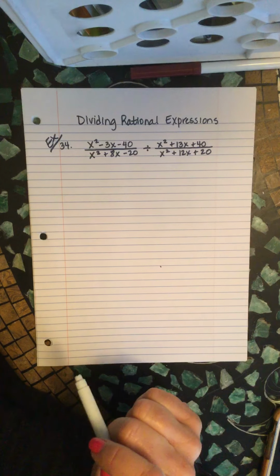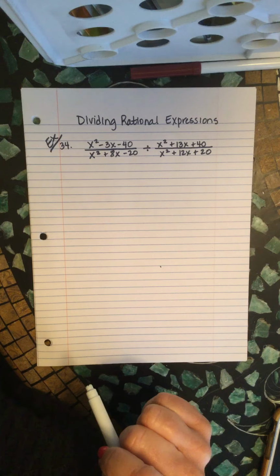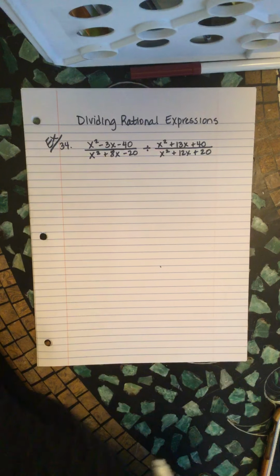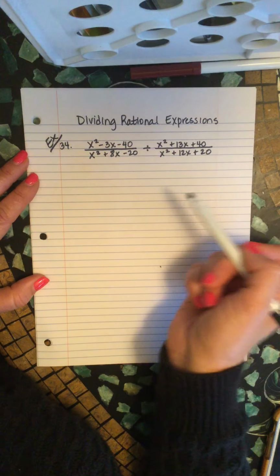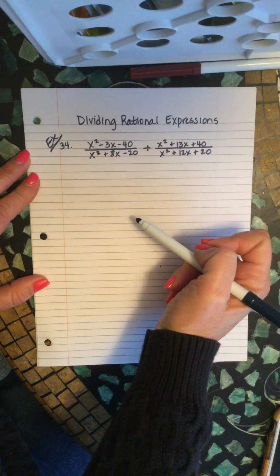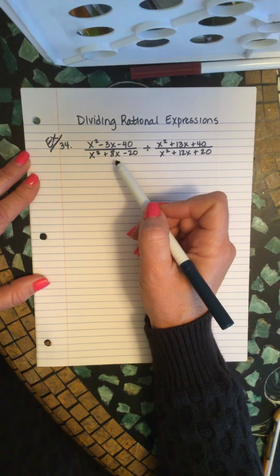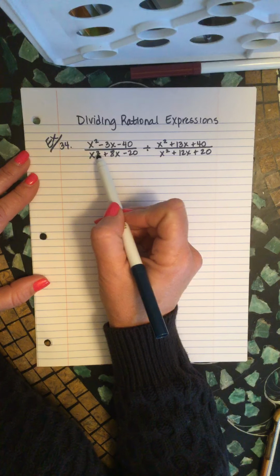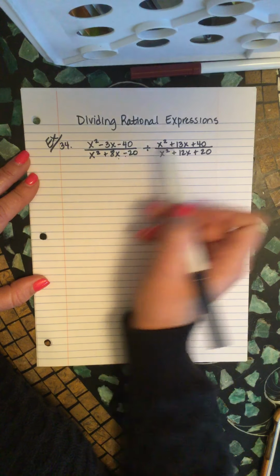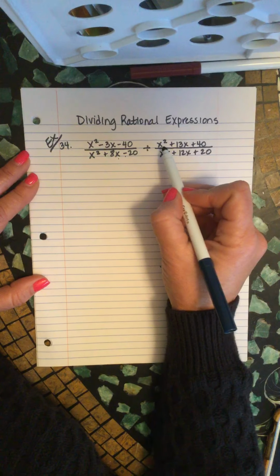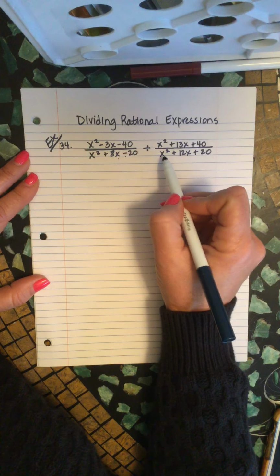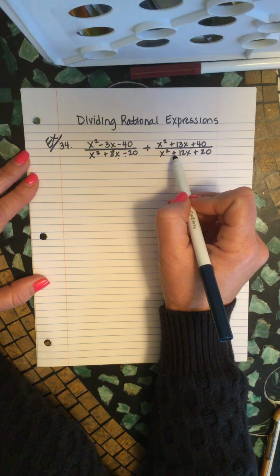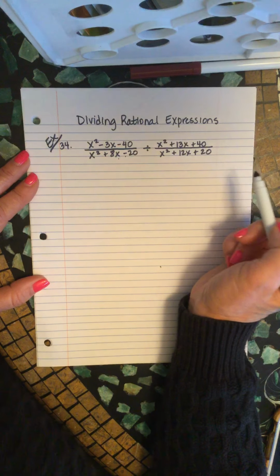So I picked a hard one. Sometimes I give you easy ones for the examples and then make you do the hard ones on your own. So this one isn't really hard. None of them are hard. So we have x squared minus 3x minus 40 over x squared plus 8x minus 20 divided by x squared plus 13x plus 40 over x squared plus 12x plus 20.